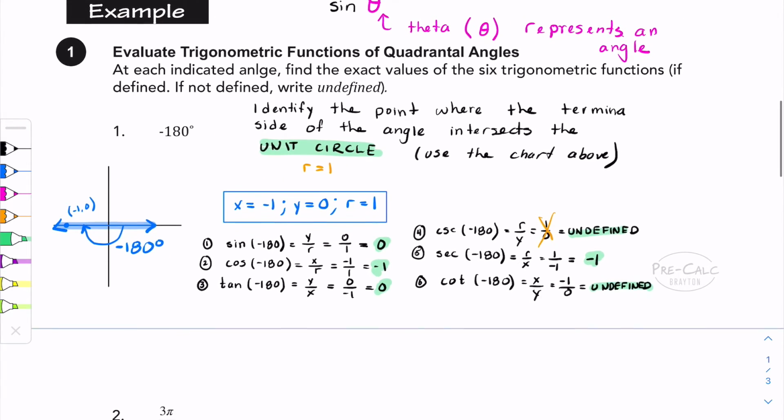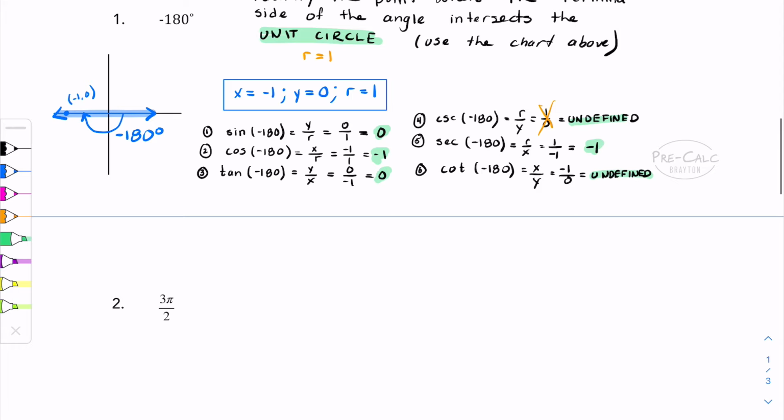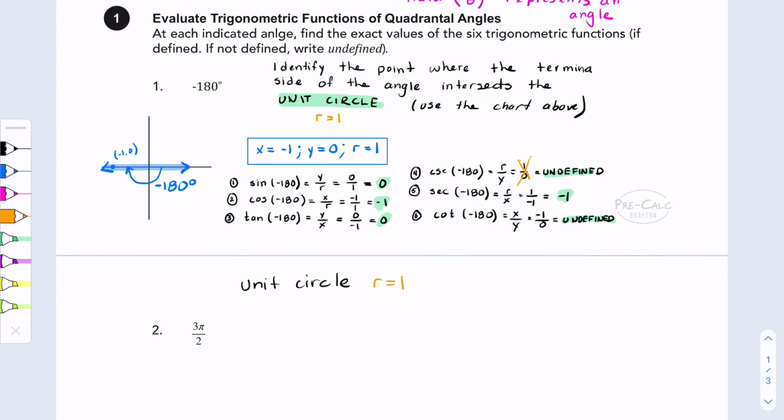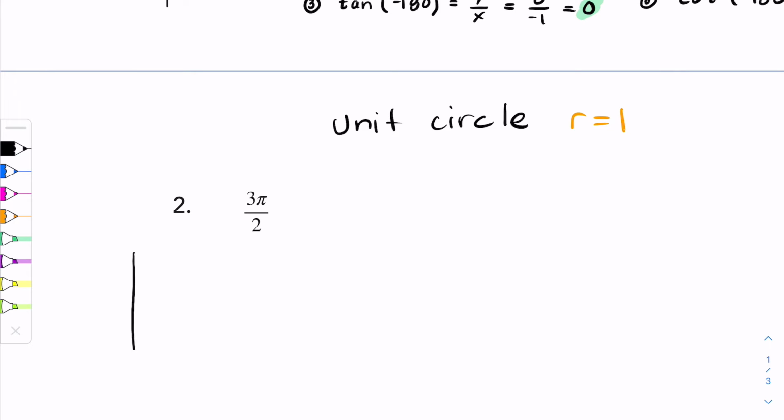Okay, the next problem, we're doing the same thing. So the directions tell us this is on the unit circle. So automatically we know that our r value is 1. I also am in need of sketching the angle of 3 pi over 2. And 3 pi over 2, if you remember from the chart above, is the equivalent of 270 degrees. So if I was to sketch this angle in standard position, I have my initial side on the positive x-axis. Counterclockwise to 270 is this angle here.